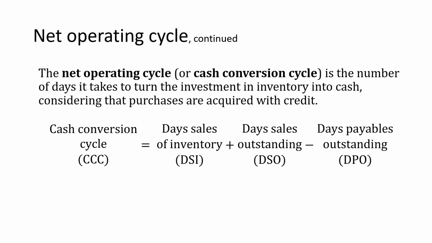So what we can do is put this all together and come up with the net operating cycle, also called the cash conversion cycle. So it's the number of days it takes to turn an investment in inventory into cash, considering that purchases are acquired with credit. So what we do is we take the number of days sales of inventory plus days sales outstanding, so that's our operating cycle, those two numbers added together, and we subtract the days payables outstanding. And that gives us our cash conversion cycle.